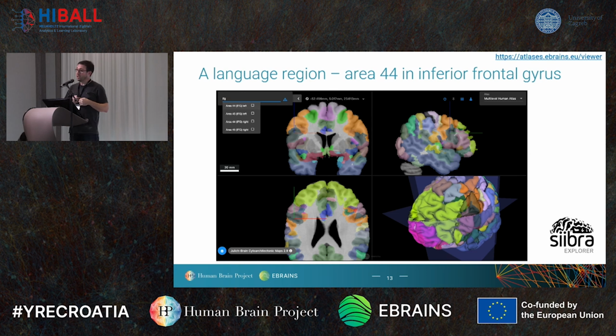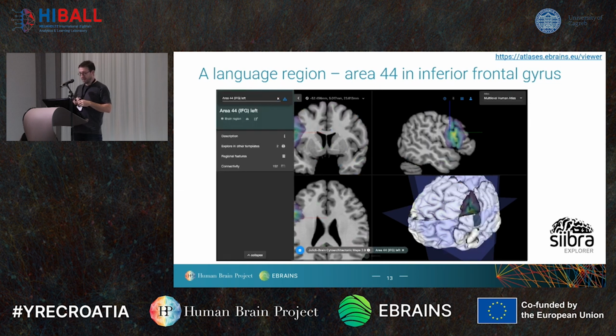You see here a screenshot of the online viewer. Since we are using shared slides, we are not doing that live, but this is all publicly available. So here you see the online viewer with the Jülich brain atlas selected. And I'm here just searching for area 44, which is a language area. And click this area, select this area, and the system shows me that probability map. And it opens a side panel with information about that brain region.